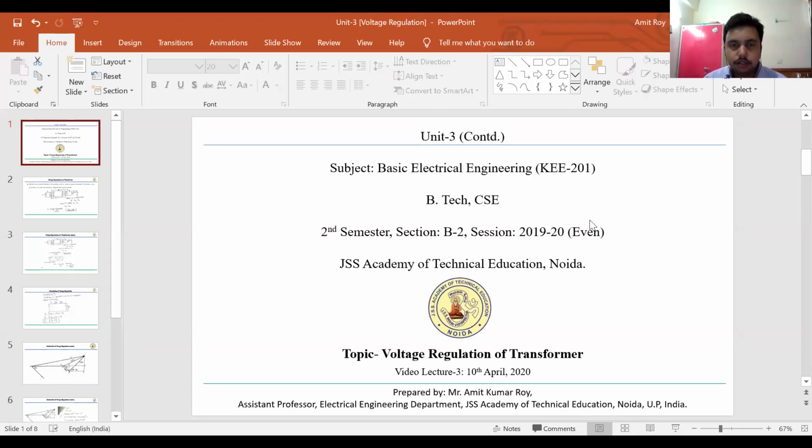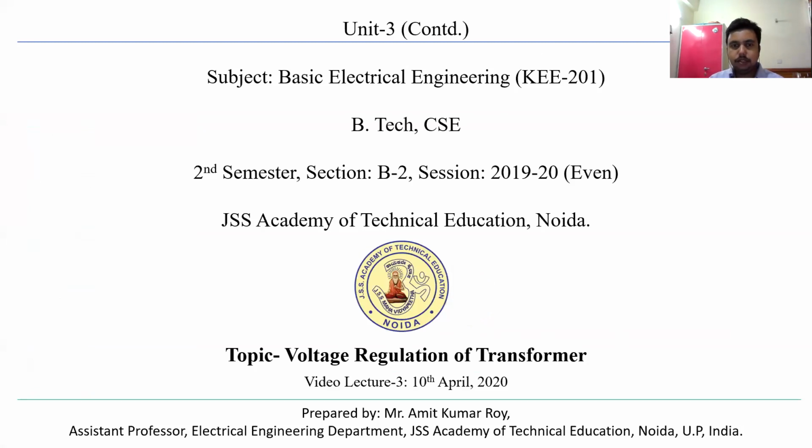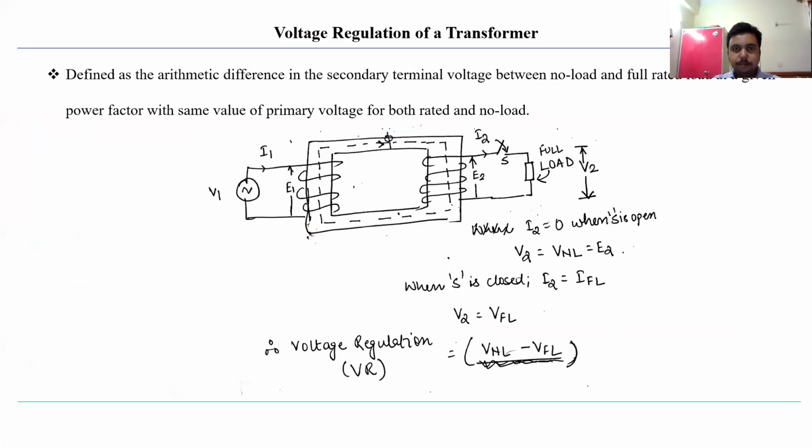Okay, in this lecture, we are going to see about the topic of voltage regulation of a transformer. Whenever we are talking about voltage regulation, we need to understand what this concept is basically. Voltage regulation is defined as the arithmetic difference between the secondary terminal voltage at no load and full rated load at a given power factor, with the same primary voltage for both rated and no load.